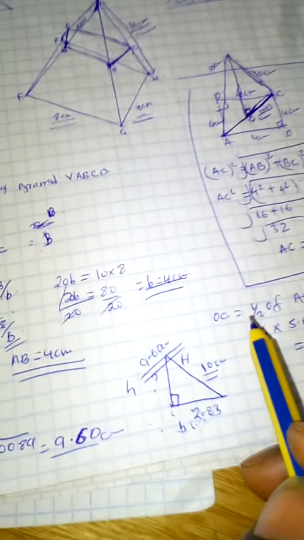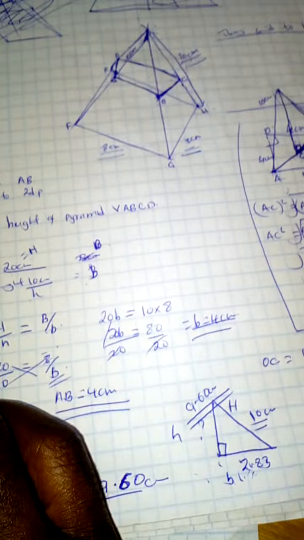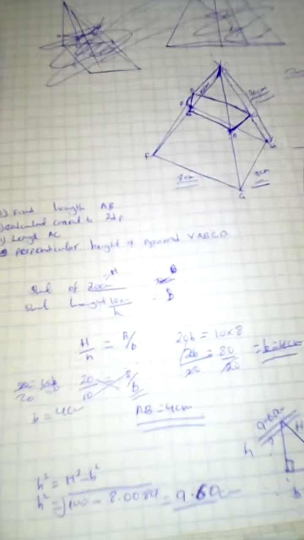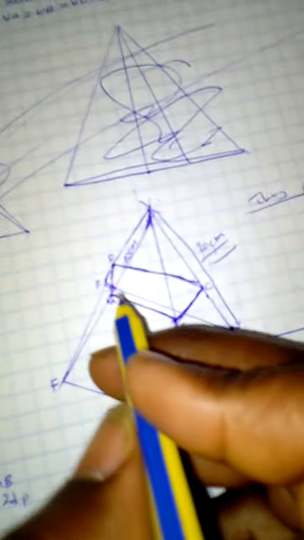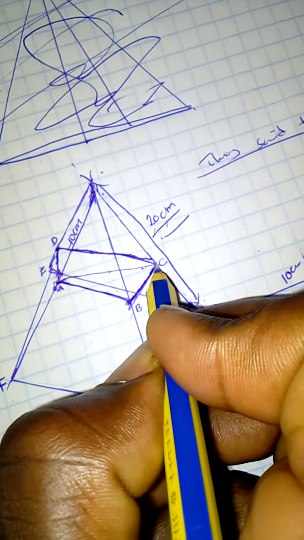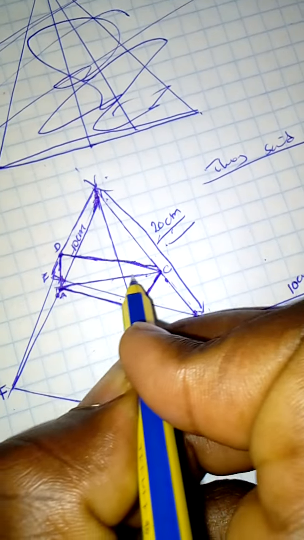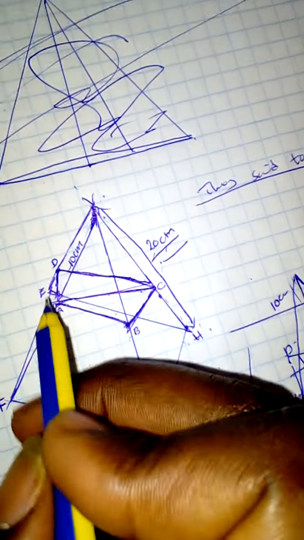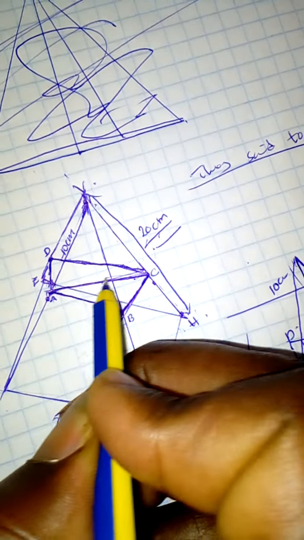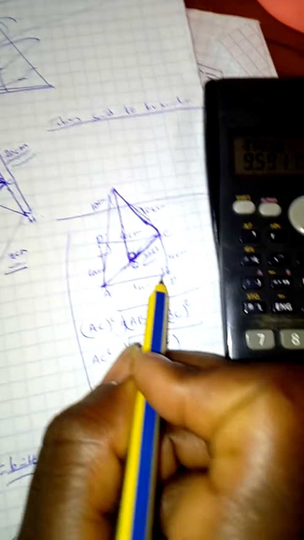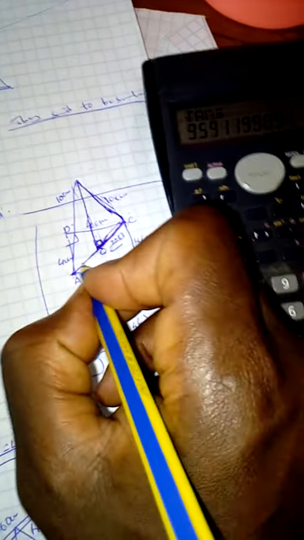Then the next one asks to find the length AC, calculated to 2 decimal places. The length AC, as I said earlier, is like a diagonal of the base of the smaller pyramid. Now I extracted that base, and I found it here, A, B, C, D.